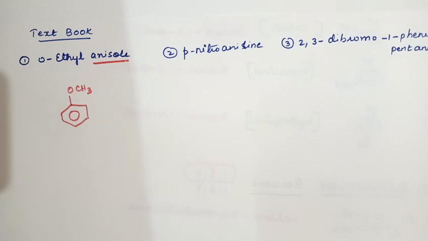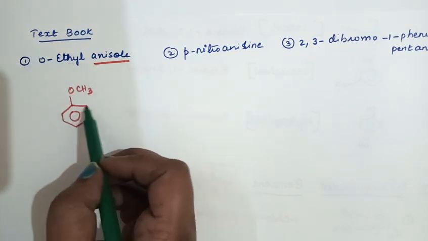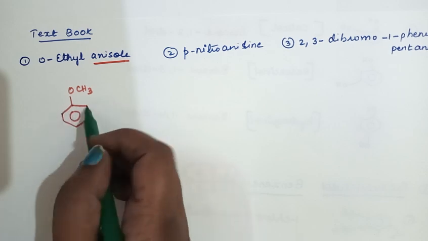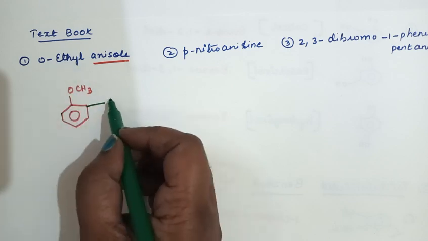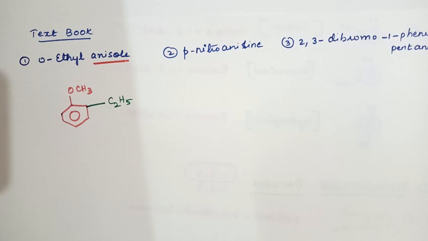So anisole is this, OCH3. At the ortho position what is present? At the ortho position there is an ethyl group. So this will be the ortho position, this will be the ortho position. So to this ortho position write the ethyl group. Ethyl is C2H5. So this is the structure.